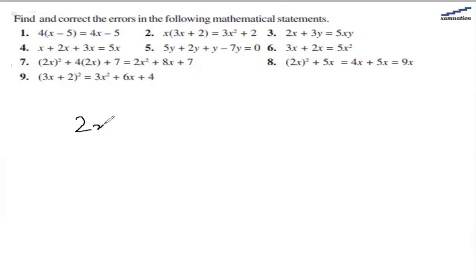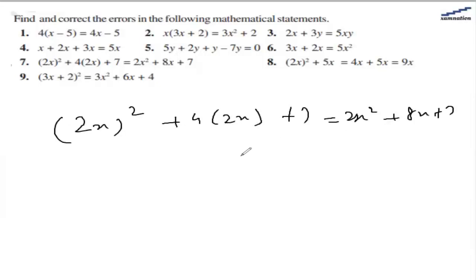In the seventh part, we have (2x) whole square plus 4(2x) plus 7, and that is equal to 2x square plus 8x plus 7. So when we open this (2x) whole square, it will be 4x square, and 4 multiplied by 2x will be 8x, plus 7. As we can see, in the right hand side we have 2x square, so that should be 4x square. 8x is correct, 7 is correct. So we should have 4x square plus 8x plus 7 in the right hand side.